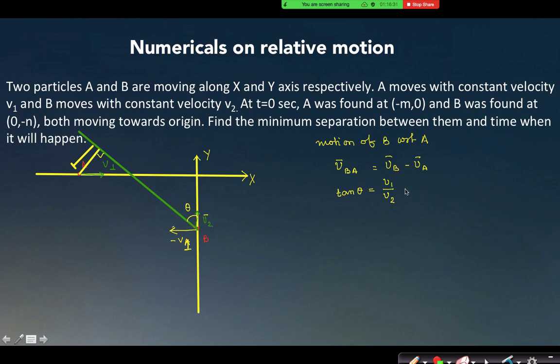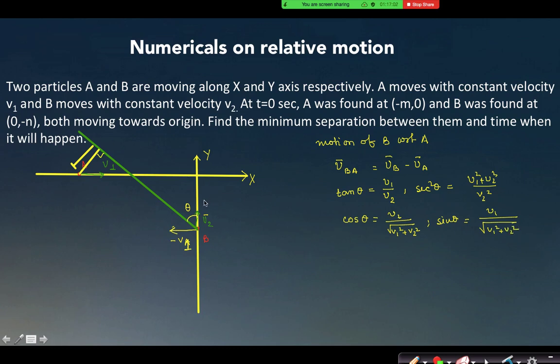If I know tan theta, I can find sec square theta. That is 1 plus tan square theta, meaning v1 square plus v2 square divided by v2 square. So what is cos theta? Cos theta is equal to v2 by root under v1 square plus v2 square, and sin theta is equal to v1 divided by root under v1 square plus v2 square.